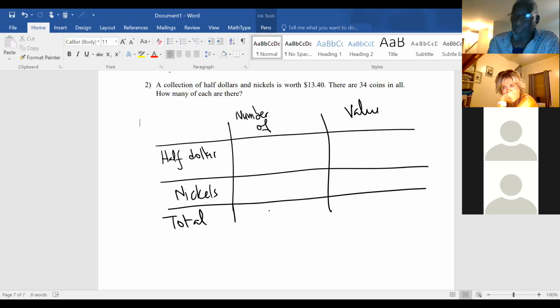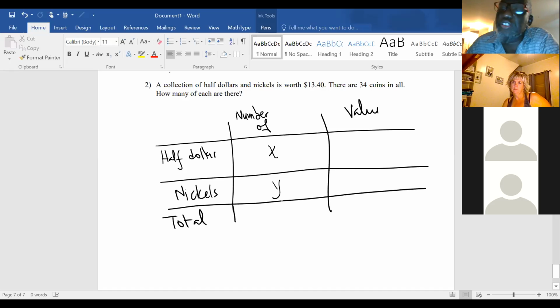So now, let's walk us over the steps. What variable did you name half dollar? X. You name it X. And what variable did you name the nickel? Y. By the way, you can also choose the initials for the variable. You can call the nickels N. You can call the half dollar H. You can call a quarter Q. You can call a dime D, etc. etc.